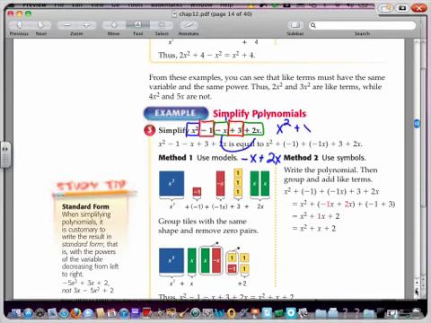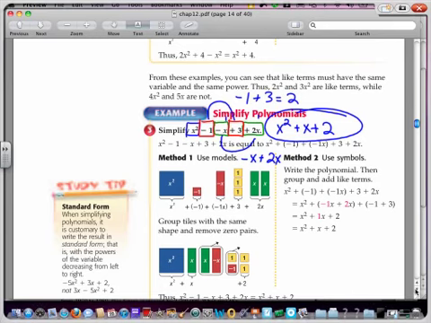plus x. And now I'm going to combine these two terms. Negative 1 plus 3 equals positive 2. So plus 2. So here's my final answer: x squared plus x plus 2.